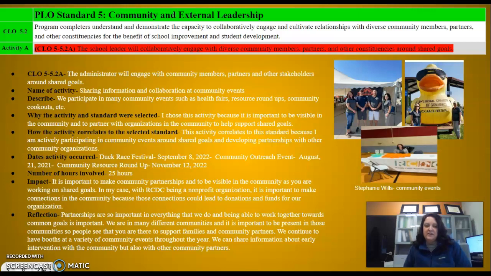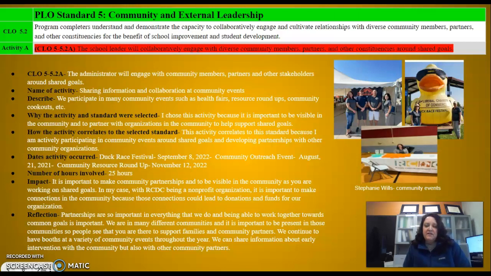One of them was the Duck Race Festival, which happened on September 8th, 2022, and that was with the United Way, and that was part of earning our hours for that grant. Another one was a community outreach event, just sharing information at another community event for the United Way, and then a community resource roundup that actually just took place last month, and it was a great opportunity to be with other partners in the community and just share information with families.